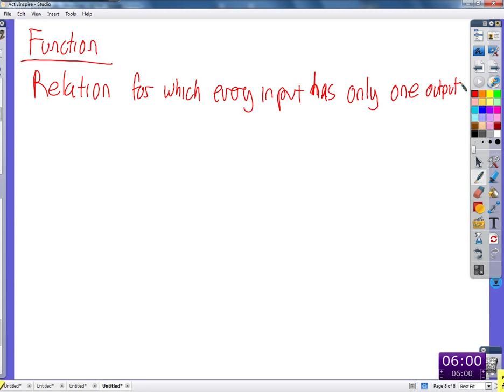And 13, maybe you would think it's not a function. It is a function, because keep in mind what the definition says. It doesn't say anything about the other way around. It doesn't say anything about outputs back to inputs. It says every input goes where? To one output, only one.